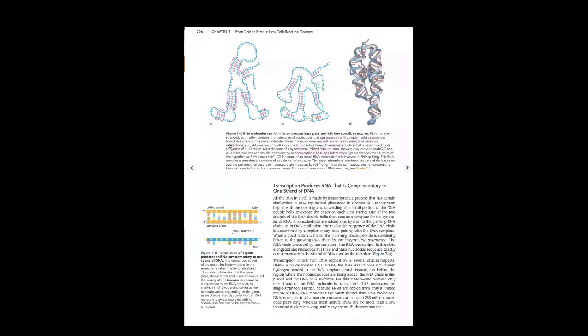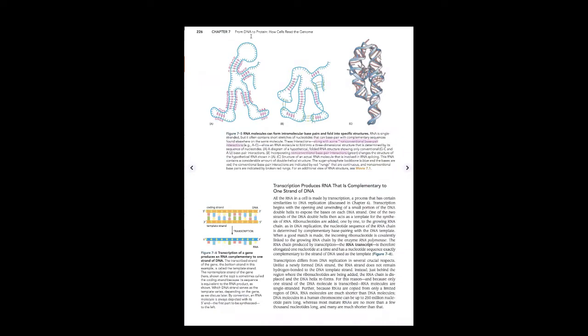Going forward, figure 7.5 now gives us additional facts that we may not know. Here we see that RNA molecules can form internal secondary structure. Here's a single RNA chain. It has a 5' end and a 3' end.